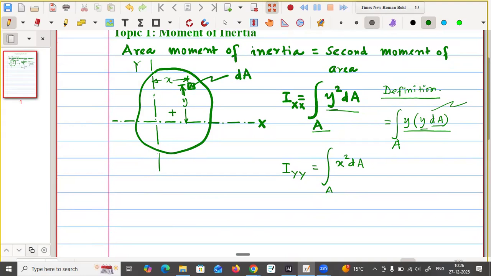Next, there is a transfer axis theorem. That means when we know the moment of inertia about some axis passing through the centroid, then we can determine the moment of inertia about some other axis which is parallel to the centroidal axis. That is called the parallel axis theorem.